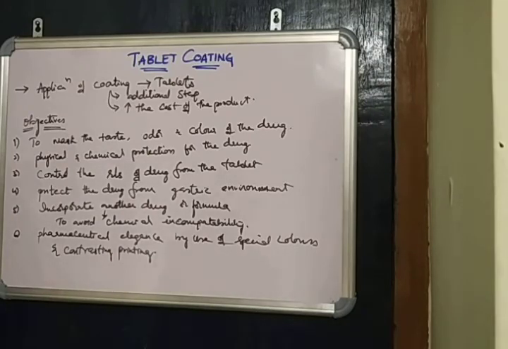Tablet coating is nothing but application of coating material to the tablets. It is an additional step and increases the cost of the product. The main objectives are to mask the taste, color, and odor of the drug, physical and chemical protection of the drug, control of release of the drug from the tablet, incorporating another drug in the formula to avoid chemical incompatibility, and improving pharmaceutical elegance by use of special colors and contrast printing.